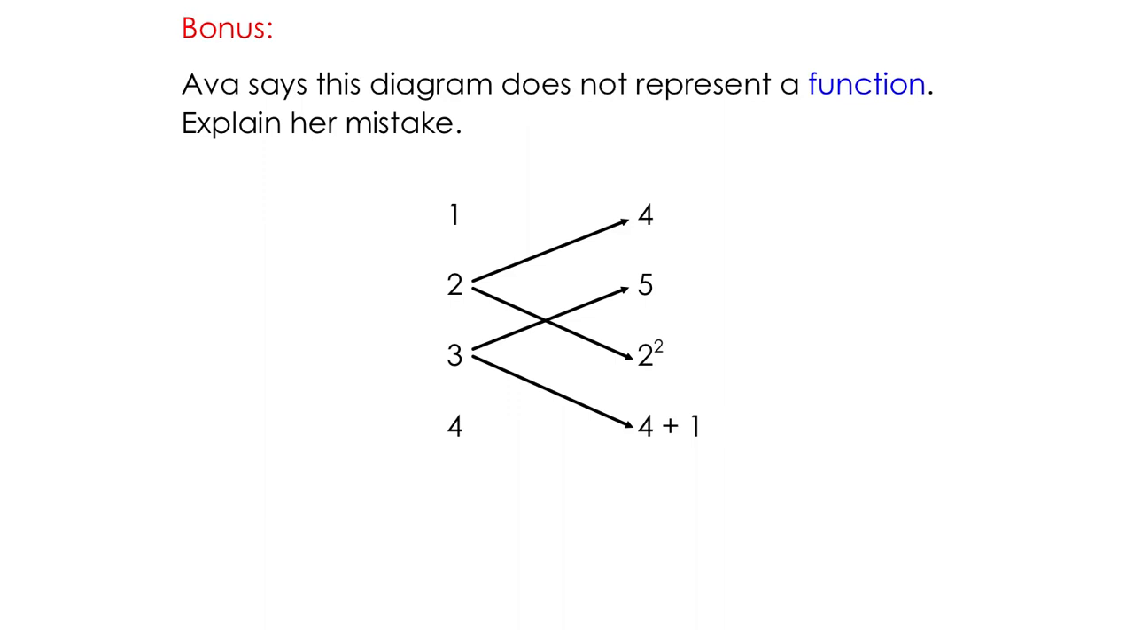And here's a bonus question. Ava says this diagram does not represent a function. Here's the diagram. Explain her mistake. So take a look at this mapping diagram and explain why she is incorrect. She says this is not a function, but how do you know that it is a function? So pause the video, try this, see what you come up with, and check back in.